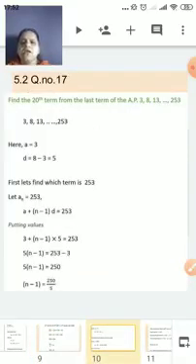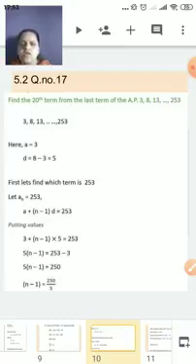Let us start with question number 17 of 5.2. If you observe, all the sums in this exercise depend on one formula, an equals a plus n minus 1 into d. The most important point to remember is to identify what is given, what condition is given, and how to substitute and find the answer. After the substitution, finding the answer is very easy. As I told you in the previous session, if you get the given part and what you want to find easily, then the solution will be easy.